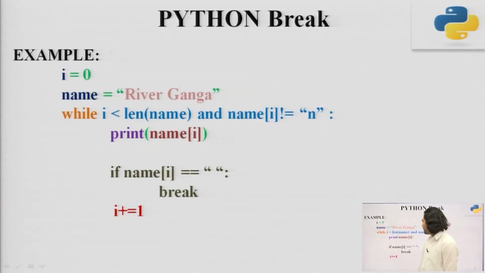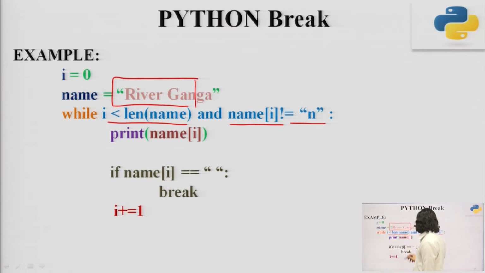Similarly, here you can see that we have more than one condition for the while, that is while i is less than len, that is 11, and name[i] should not be equal to n. That means right now our condition is limited to this one. Why? Because it is connected with the logical operator, and that means both conditions must be true, and that is only possible till n. After n, sorry, after a, this condition becomes false.